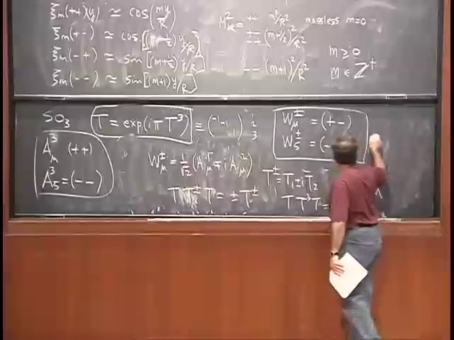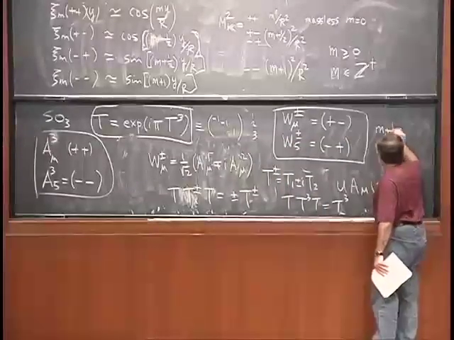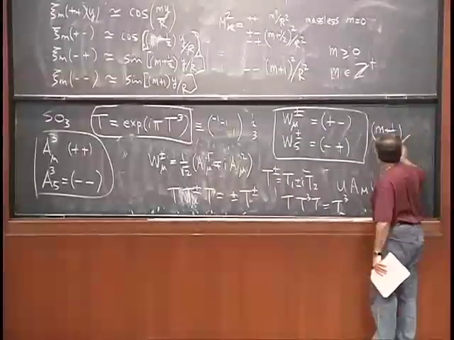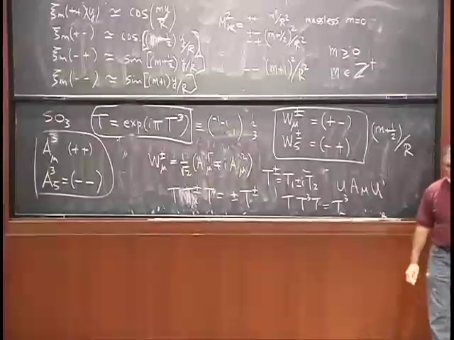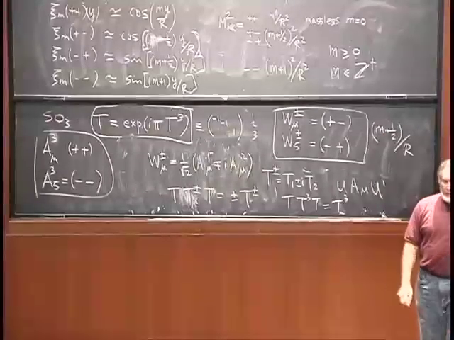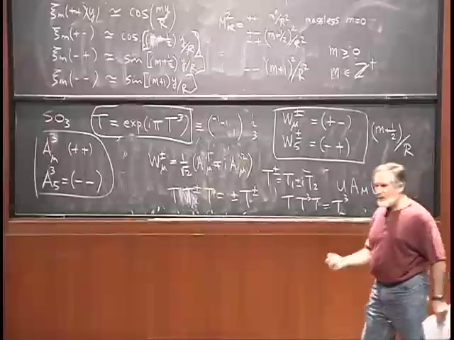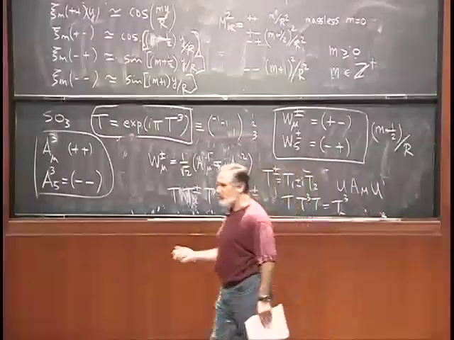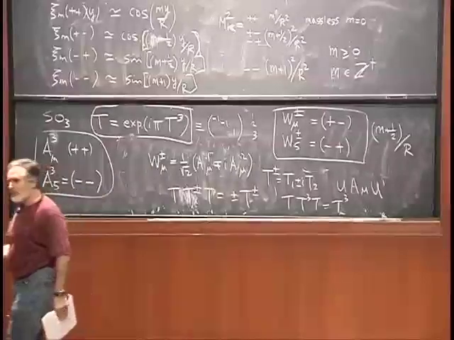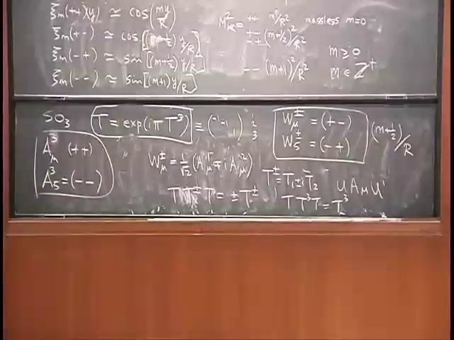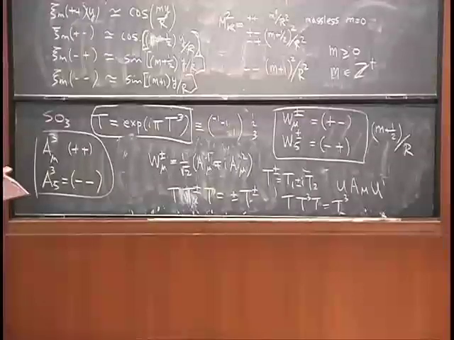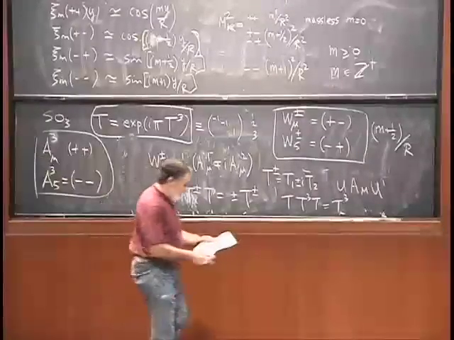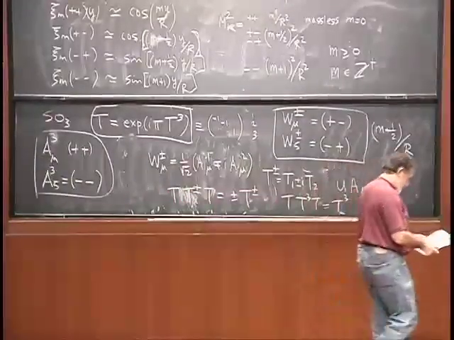These guys get mass. The lightest one has mass 1 over 2r. Okay? And so we've given mass to the gauge bosons, which are in SO3 divided by SO2. We've given mass to them at the compactification scale, at about this much. And we have a whole tower of Kaluza-Klein excitations of these states.